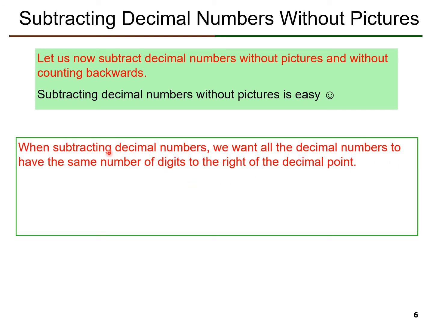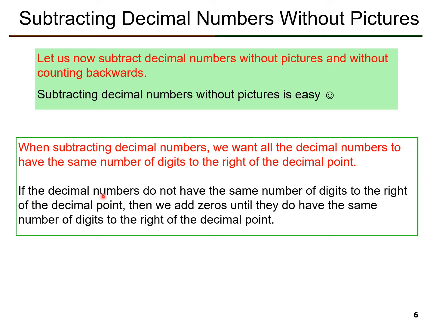When subtracting decimal numbers, we want all the decimal numbers to have the same number of digits to the right of the decimal point. This is the same requirement we had for adding decimal numbers. If the decimal numbers do not have the same number of digits to the right of the decimal point, then we add zeros until they do. Again, this was the same process that we used for adding decimal numbers.